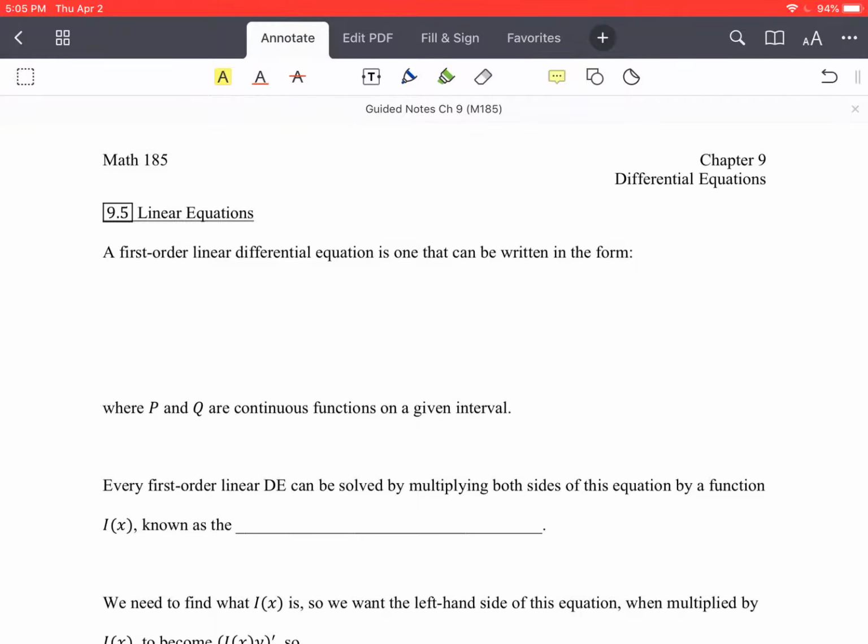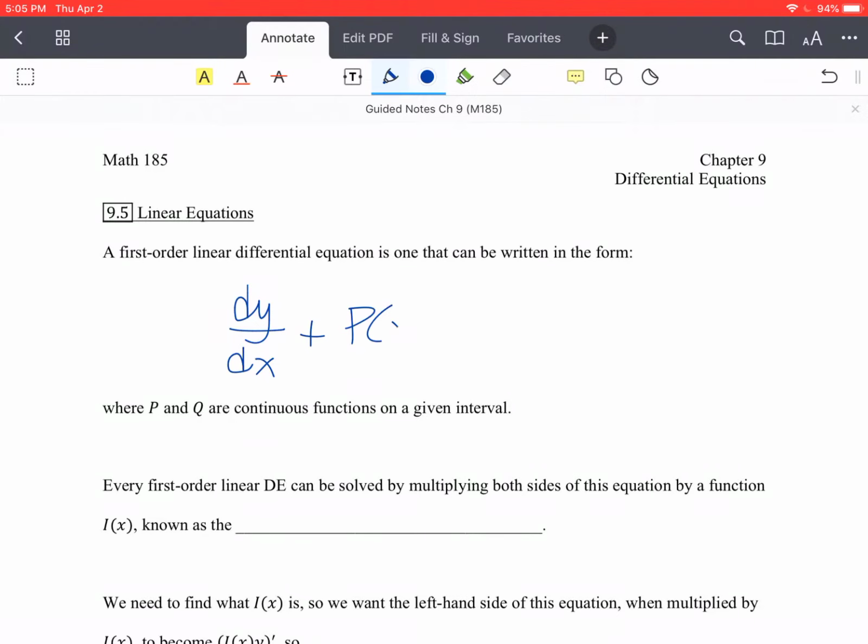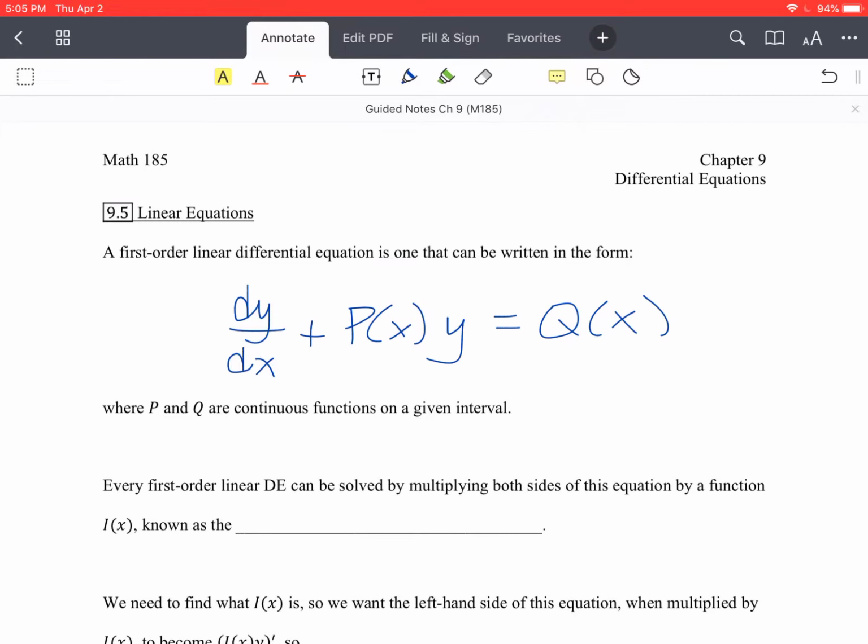All right, we are in section 9.5, looking at linear differential equations, specifically first order linear differential equations. So this is a specific type of differential equation that can be written in the following form: dy/dx plus p of x times y equals q of x. And this is where p and q are continuous functions on a given interval.